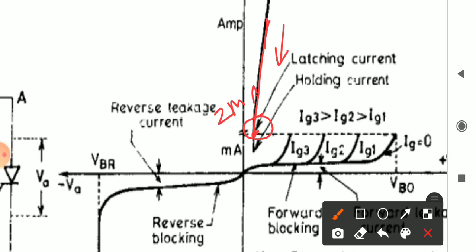The minimum value of current required to keep the SCR in on state is the holding current, and the latching current is the current that will flow in the anode terminal across the SCR. That is the minimum value of current that will flow in the SCR even after removing the gate pulse. That is the latching current, and the holding current is the minimum value of current which is required to keep the SCR in on state. That is the holding current.